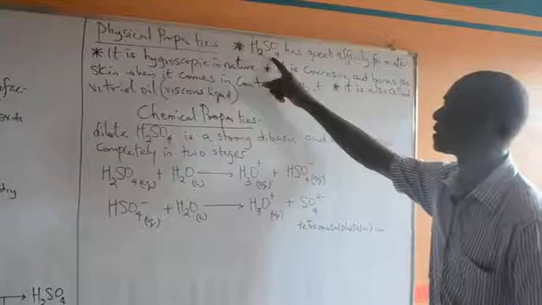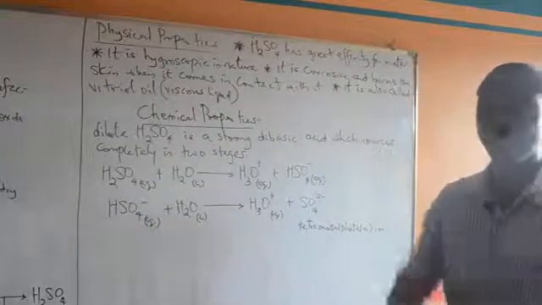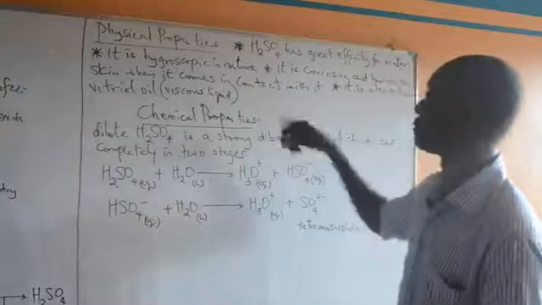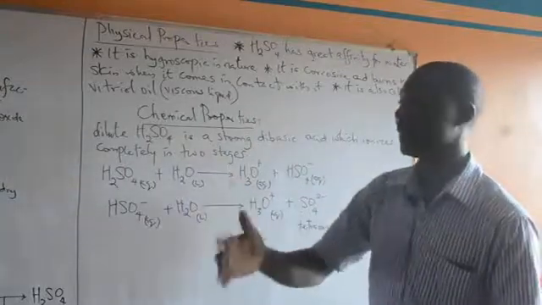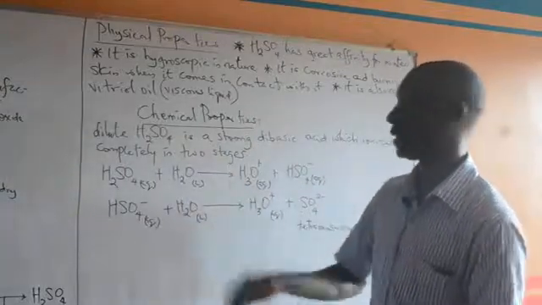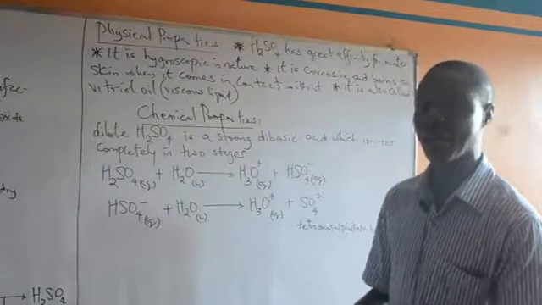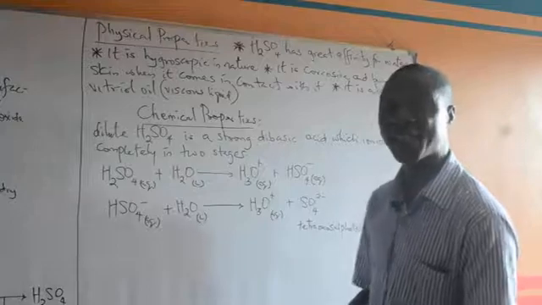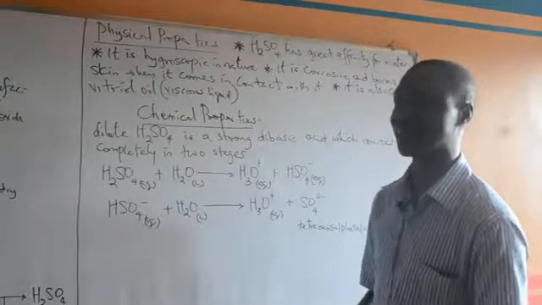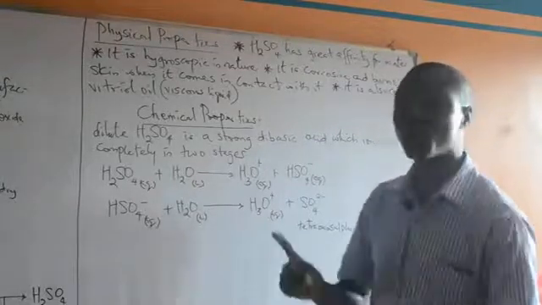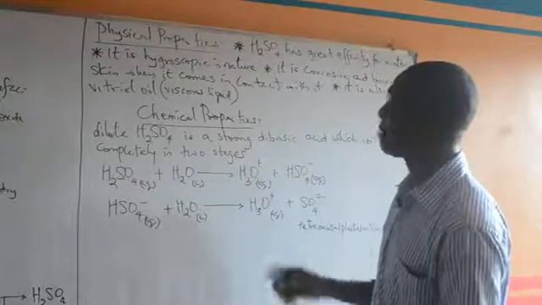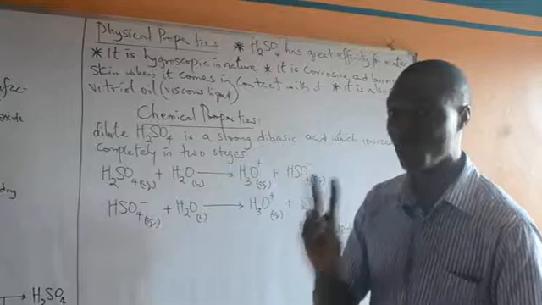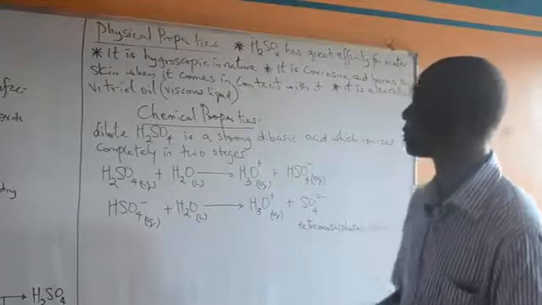Now, tetraoxosulphate 6 acid has a great affinity for water. Yes, it is true, because among all the three strong acids that we have, tetraoxosulphate 6 acid, hydrochloric acid, and even trioxonitrate 5 acid, tetraoxosulphate 6 acid, H2SO4, is the strongest. Why? Because the degree of ionization is very high.